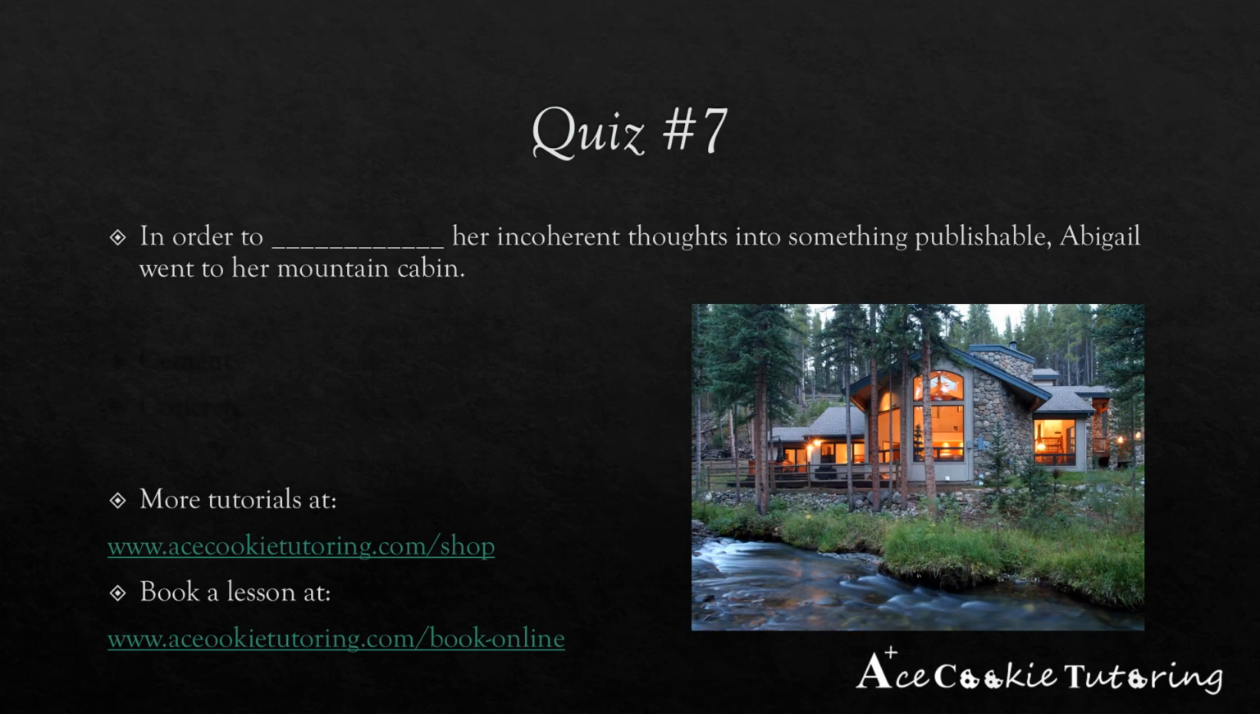Congratulations! You've made it to quiz number 7. So Cynthia just told us the differences between cement and concrete. So hopefully you understood that, and that is something you will never ever say wrong again, because unfortunately it's something people do wrong all the time. Now this example is not going to be about the physical, okay? So hopefully you caught all the different definitions for both words. So the example says, in order to blank her incoherent thoughts into something publishable, Abigail went to her mountain cabin.